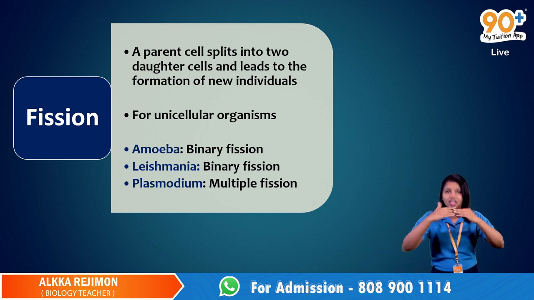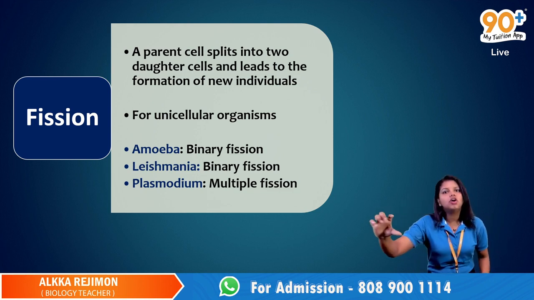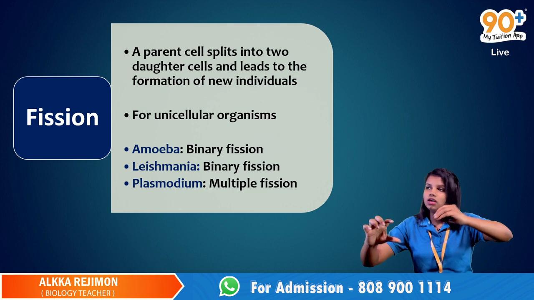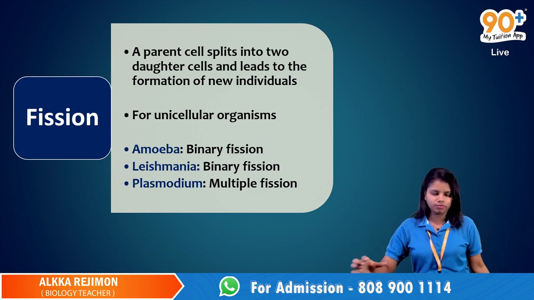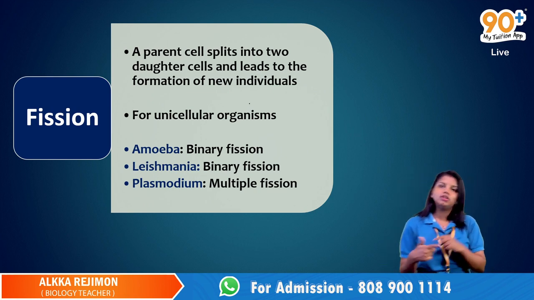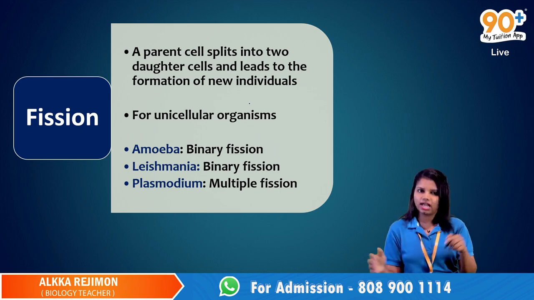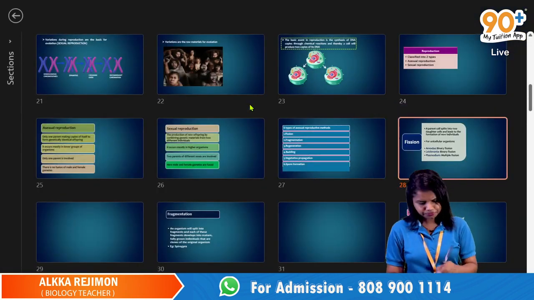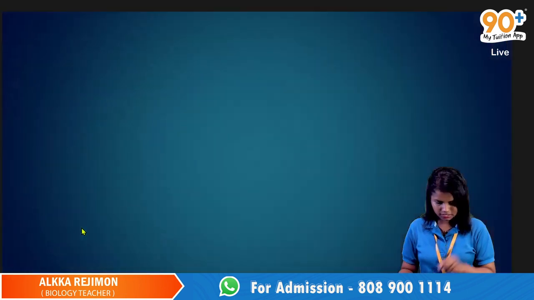There are several fissions, several divisions that happen. That is, from a single organism itself, the Plasmodium can produce multiple offsprings, and that is called multiple fission. So when you're talking about fission, you can write about binary fission, which is seen in amoeba and Leishmania, and also Plasmodium multiple fission. So let's see, sir, can we play the video for binary fission?